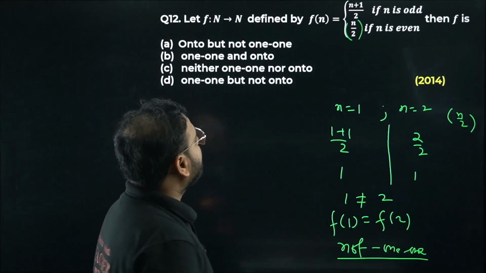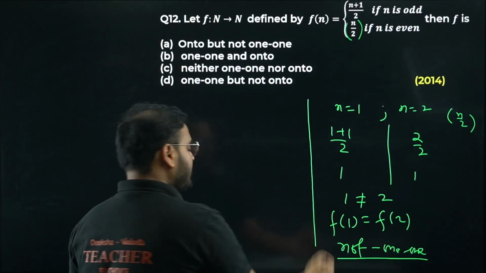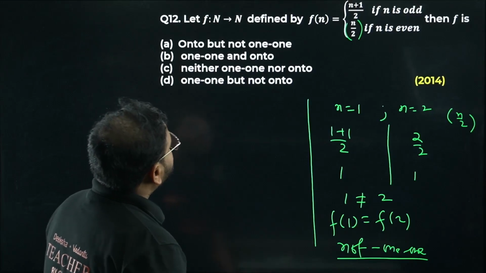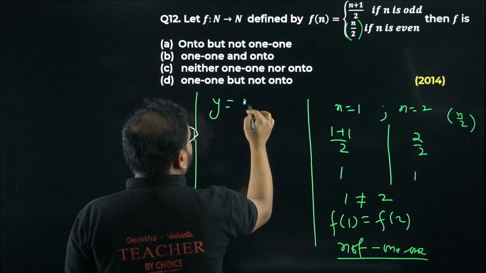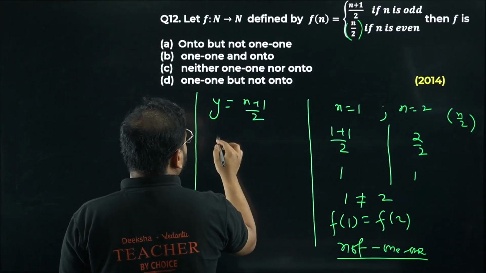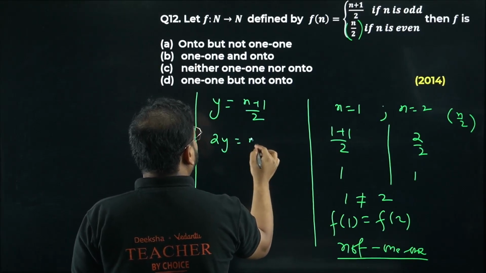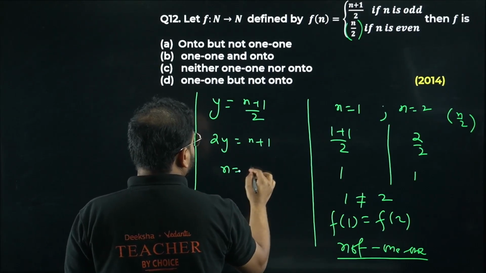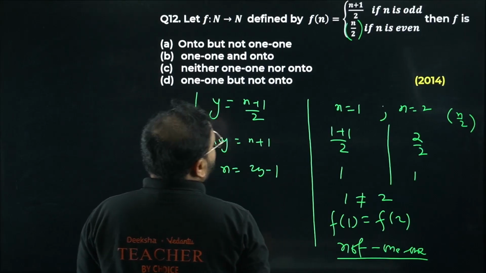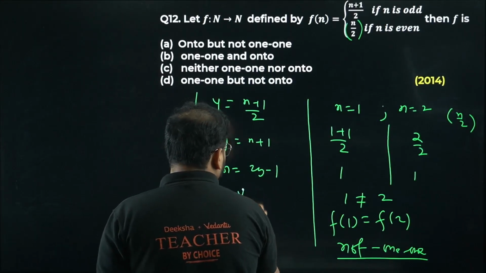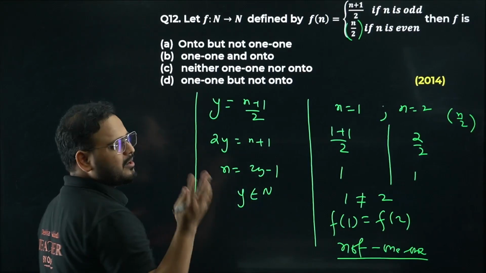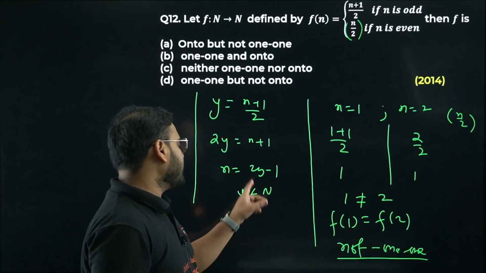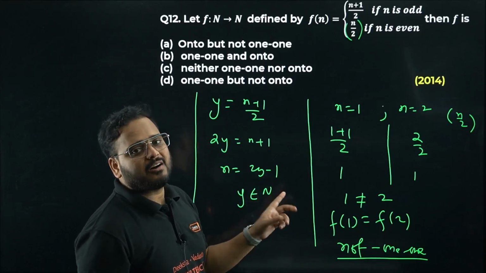Let's look for onto function. So if I take this function in two different ways, I take y equals to n plus 1 by 2. From here I'm getting 2y equals to n plus 1. From here I'm getting n equals to 2y minus 1. So when y belongs to natural numbers, I'll have 2 times a natural number. Think about a number 7 I take. 7 2s are 14. 14 minus 1 will be 13, right?